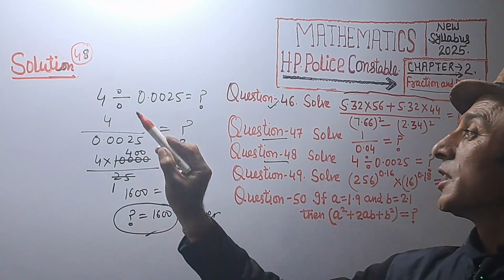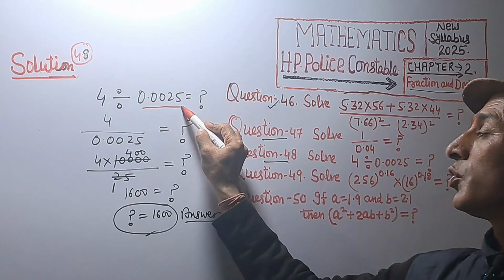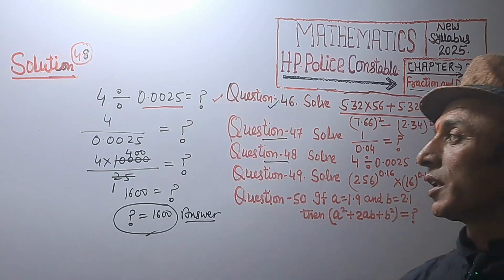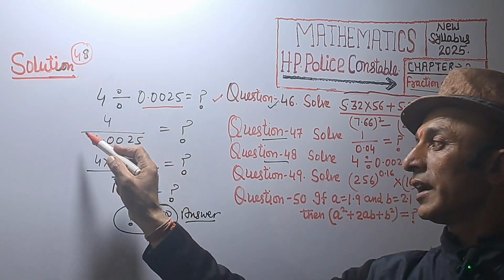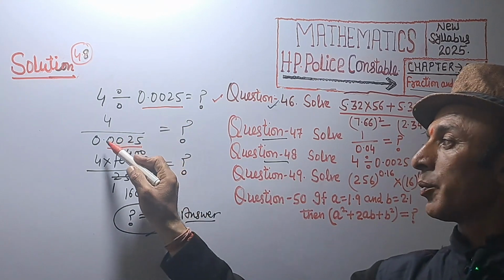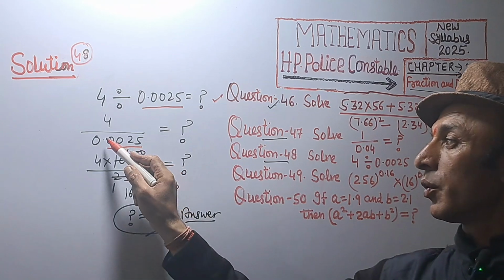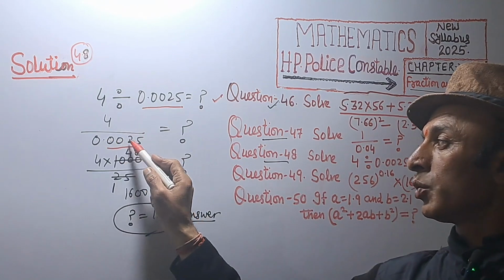Given question is 4 divided by 0.0025 equal to ? 4 divided by 0.0025, and converting the decimal, point is 1, and 1, 2, 3, 4 places, so multiply by 10,000.